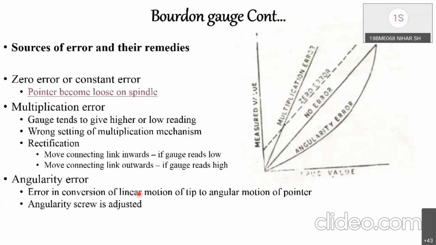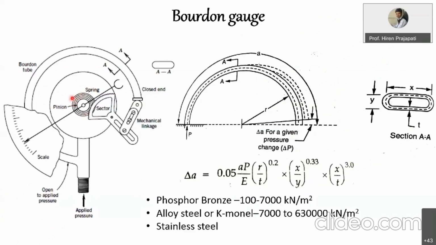Okay, so what we are doing here, if you look in this schematic diagram, we are having one spring, right? So when pressure is removed, this spring will again bring this pointer back to the 0 value. But suppose because of the change in the clearance, or because of the backlash between this pinion and sector, for 0 pressure, this pointer is showing you some value.